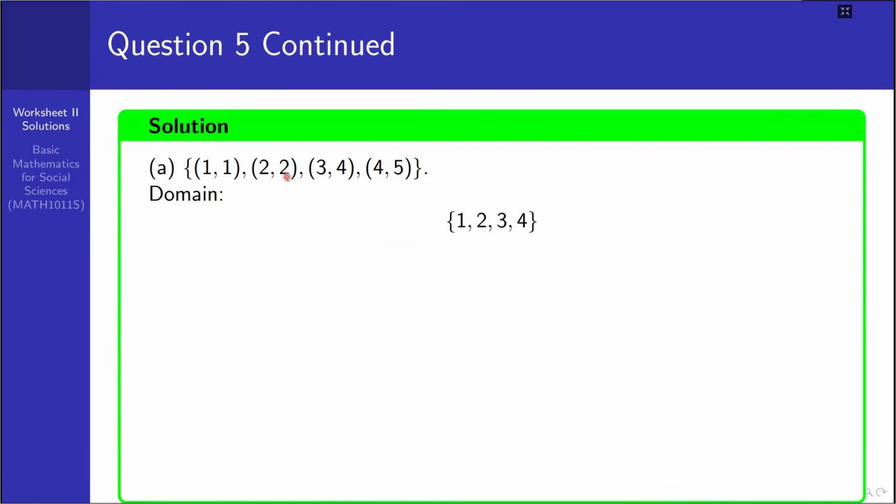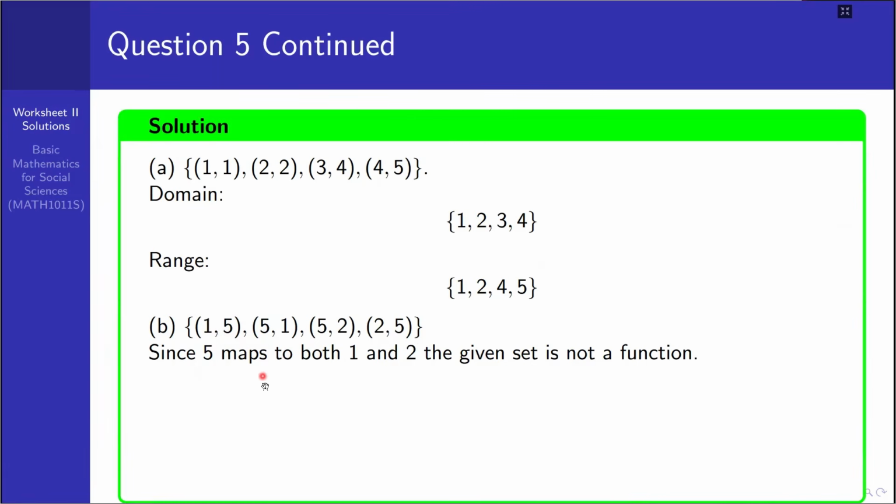The domain of this one is 1, 2, 3 and 4 and its range would be 1, 2, 4, 5. Similarly, the second one is not a function, since 5 maps to both 1 and 2, 5 1 and 5 2, that means the given set is not a function.